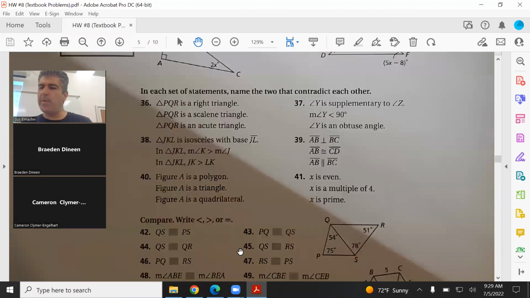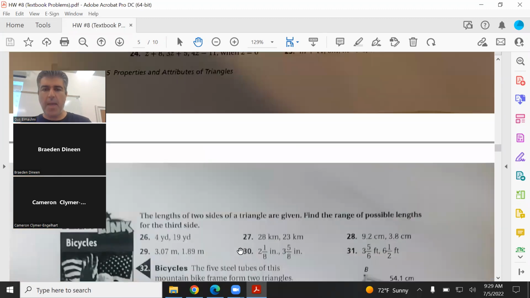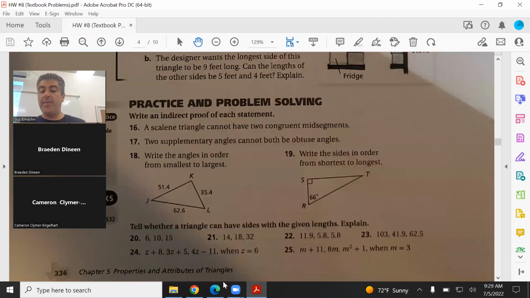And this is about, I think, triangle inequality, if I'm not mistaken. Yeah. The key idea here: the longest side has to be smaller than the sum of the other two sides, guaranteed. So if you look at 21, that's not okay, because 32 is not less than 14 plus 18. But you look at 23, I'm going to have to do the math in my head.